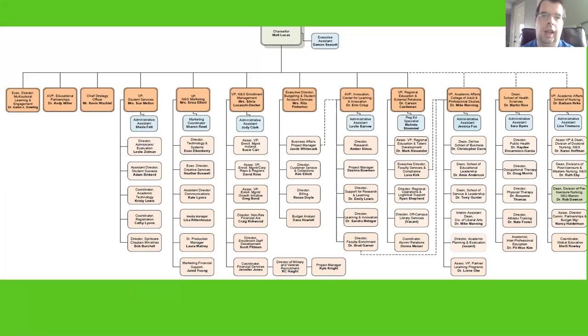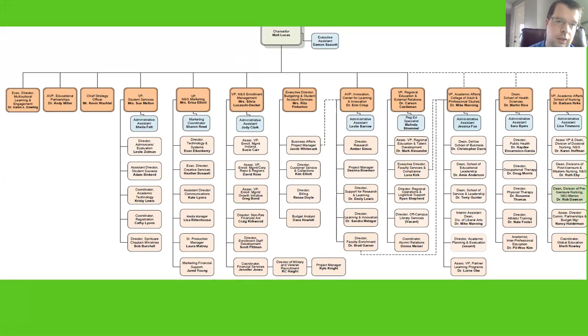Right here, you'll see a chart that outlines the structure of Indiana Wesleyan National and Global. If you look up here at the top, you'll see we've got Dr. Lucas leading up the division. National and Global is actually one of three divisions that make up the Indiana Wesleyan University organization, the other two being Marion Traditional Campus and Wesley Seminary. But this presentation will be focusing solely on National and Global with a special emphasis on the Student Account Services Office and Class Start team.